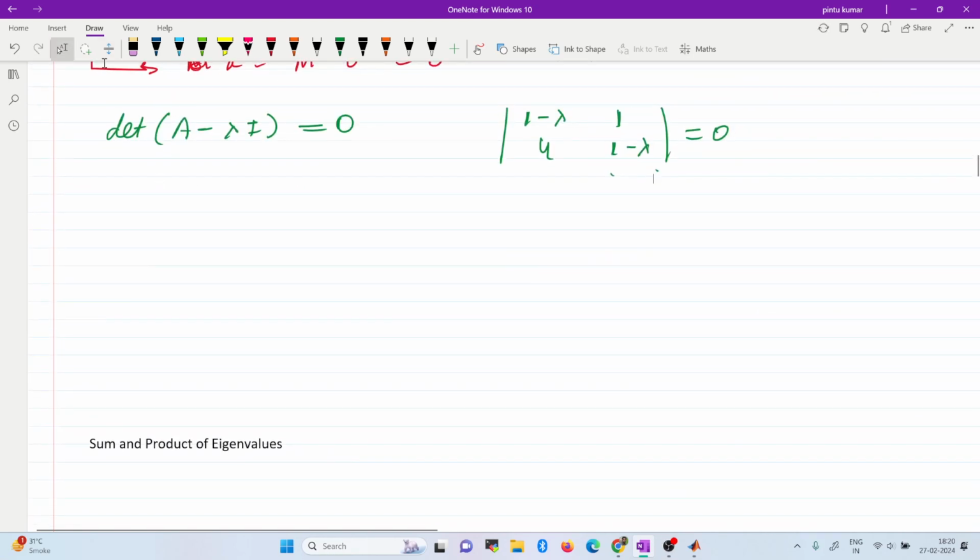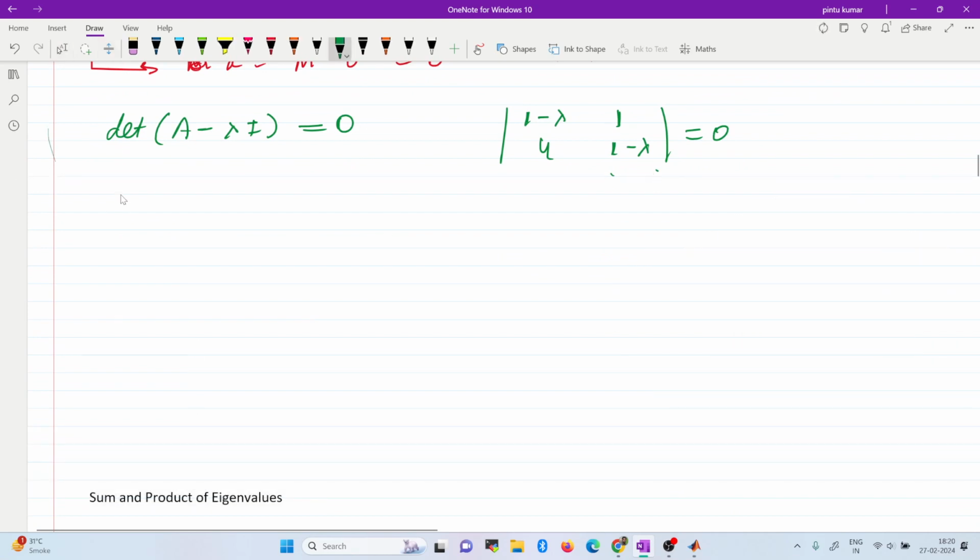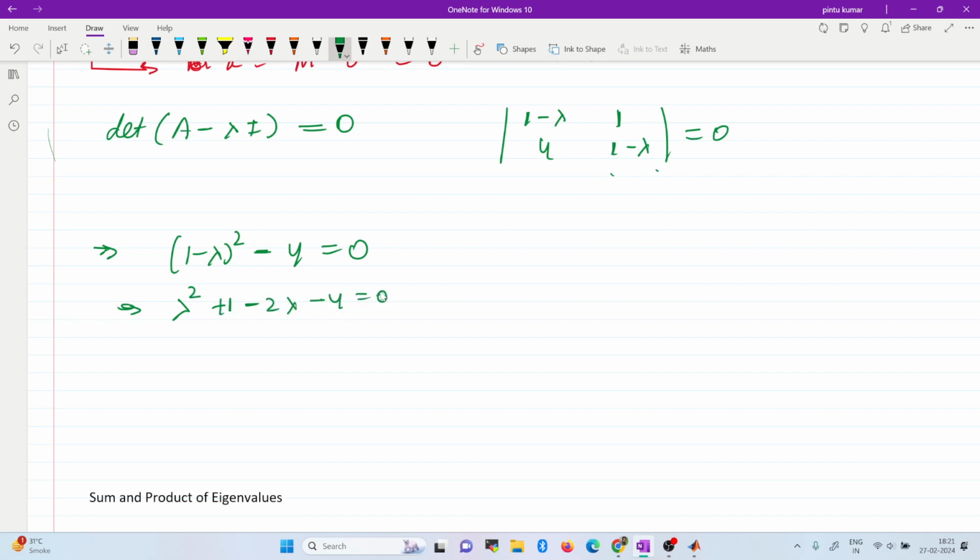So this is nothing but (1 minus lambda) square minus 4 is equal to 0. This is lambda square plus 1 minus 2 lambda minus 4 is equal to 0, which is equivalent to saying that lambda square minus 2 lambda minus 3 is equal to 0. So this is lambda square minus 3 lambda plus lambda minus 3 is equal to 0. This implies lambda minus 3.